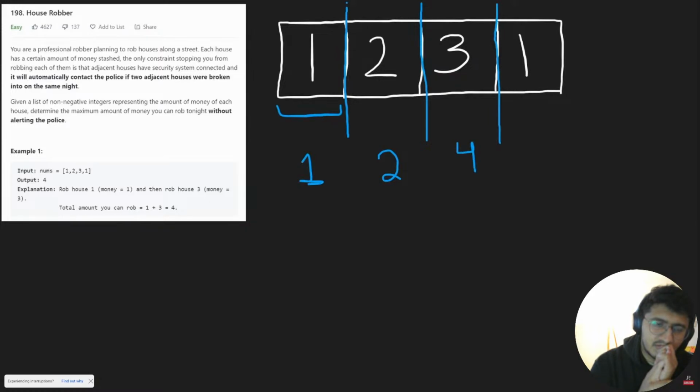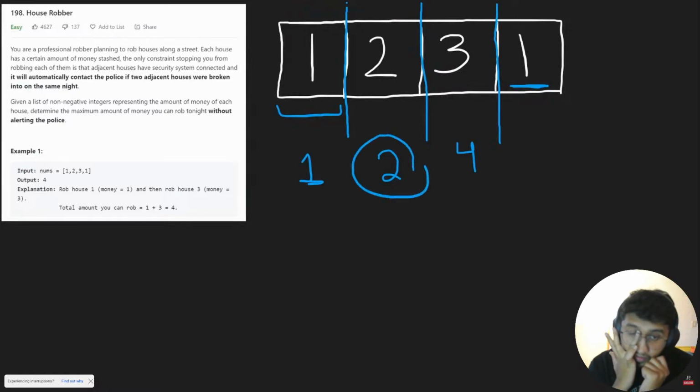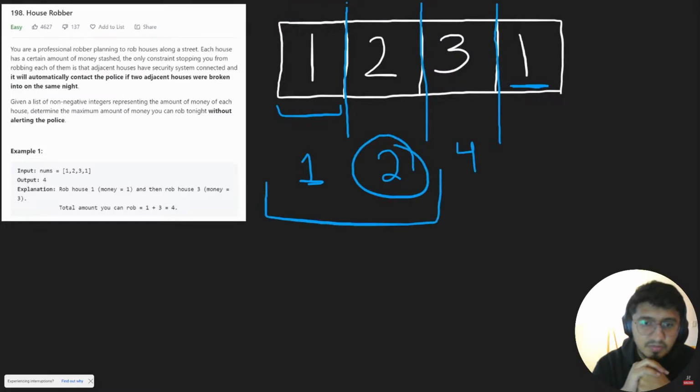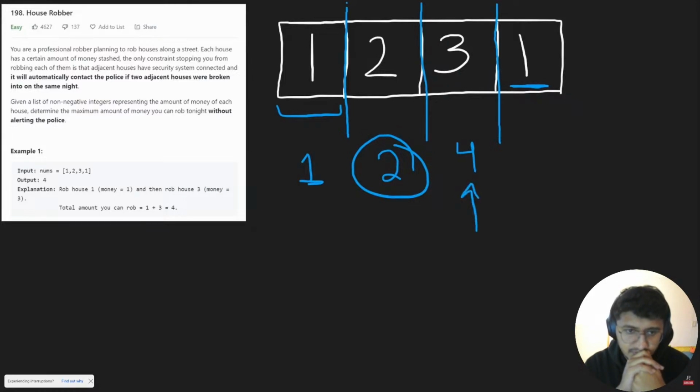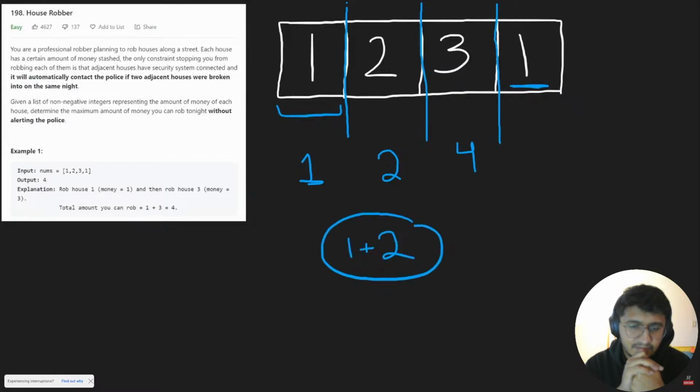Now we get to the last value, 1. So we can decide to rob house 1, and if we did rob house 1, then we would want the max we could rob up until these two values, meaning we'd want 1 plus 2, because 2 tells us what's the max we can rob from these first two elements. We can't include this one because it's adjacent to 1. So one of our choices is 1 plus 2. That's choice 1.